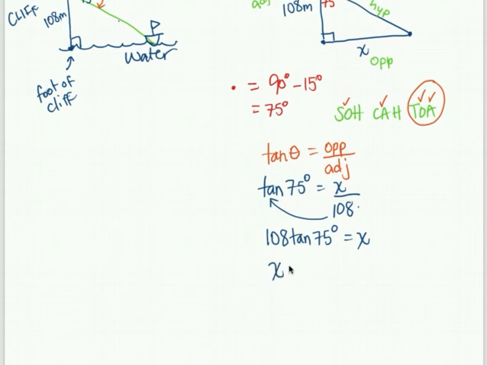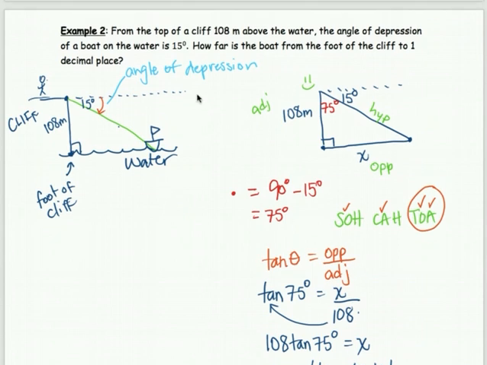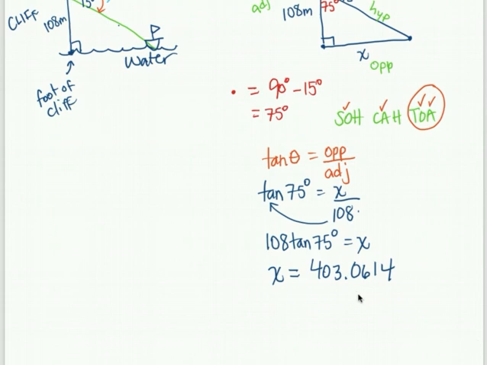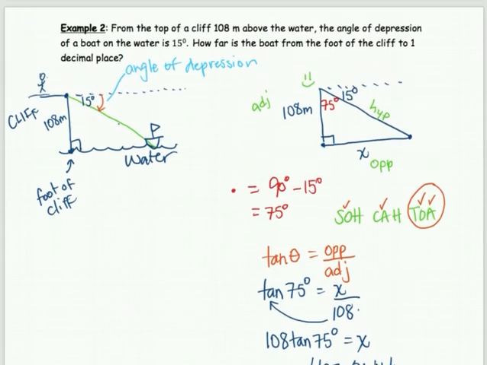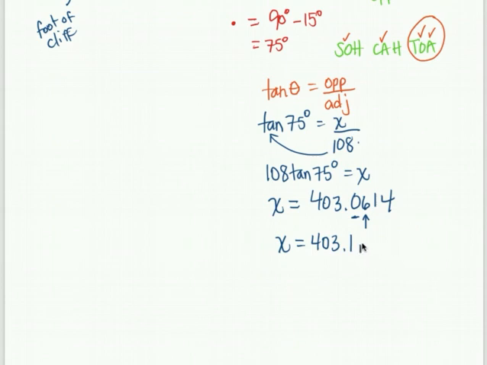X here is 403, and I'm just writing a few extra digits here, and then I'm double checking the word problem to see how many digits I'm supposed to round to. How far is the boat from the foot of the cliff to 1 decimal place? Okay, so that means I'm going to keep this 0 spot. I'm going to look at this number and go, oh, I've got to round up because it's 5 or greater. So then you get a 1, and then I'm also looking for units. We were working in meters, and it's a side that I had to find, so it had to be meters. You're not going to put degrees here.